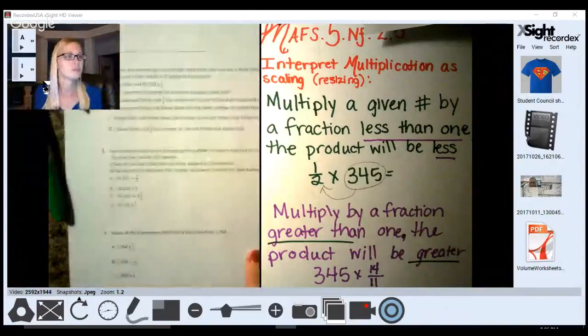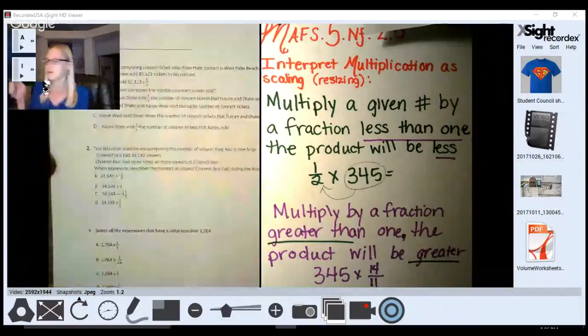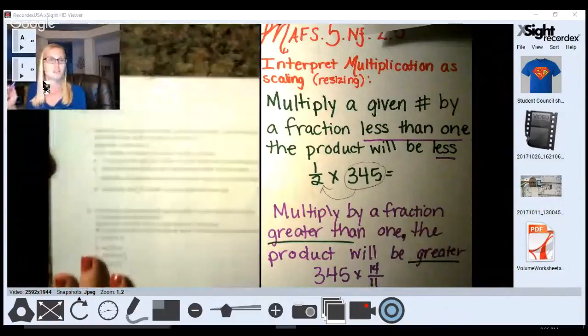And now what we're going to do is we're going to look at the actual sheet that you were given as your homework. So let me see if I can center that.